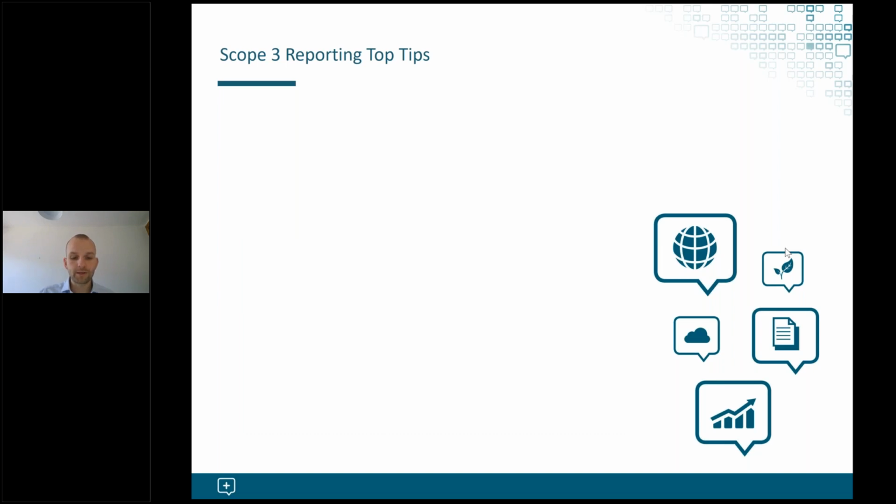So to wrap up this section of where to start, I have a few top tips to consider as you go through this process for Scope 3 reporting. So firstly, be strategic in your engagement selections. So yeah, this is key. Focus on, for example, tier 1 core suppliers, the ones that represent the biggest impact areas.